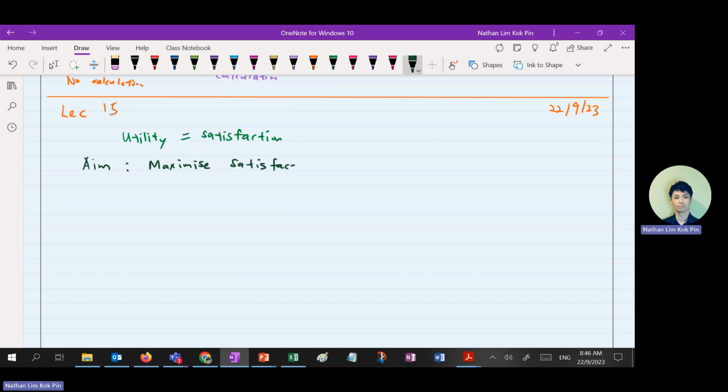But the problem is how to maximize satisfaction. At least we need to know how to measure first, then only we can maximize. If we cannot measure something, we cannot maximize the thing, right? So that's the problem. The problem is what? Cannot measure. If we cannot measure something, we cannot maximize or minimize it.